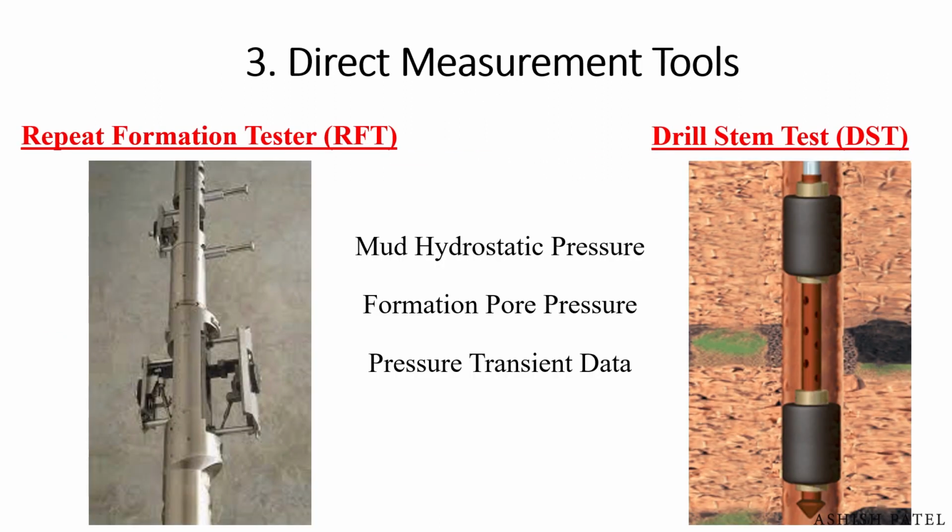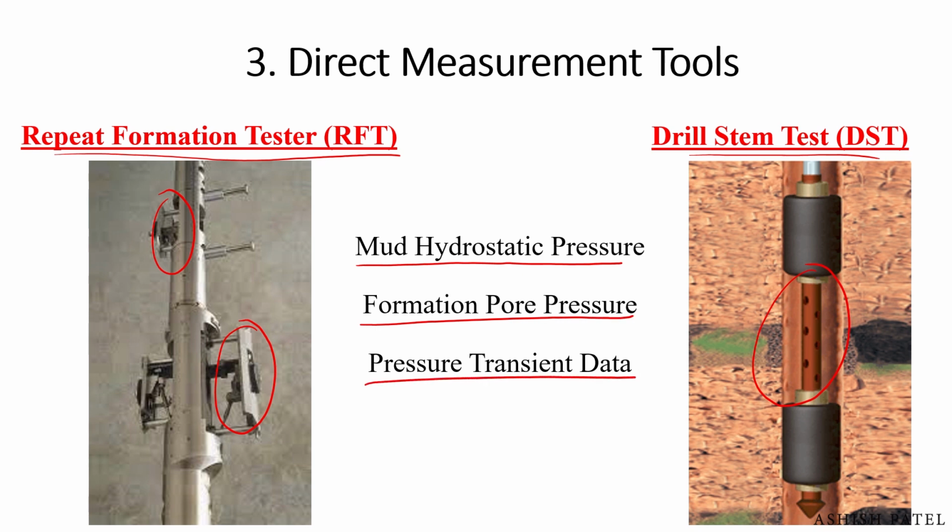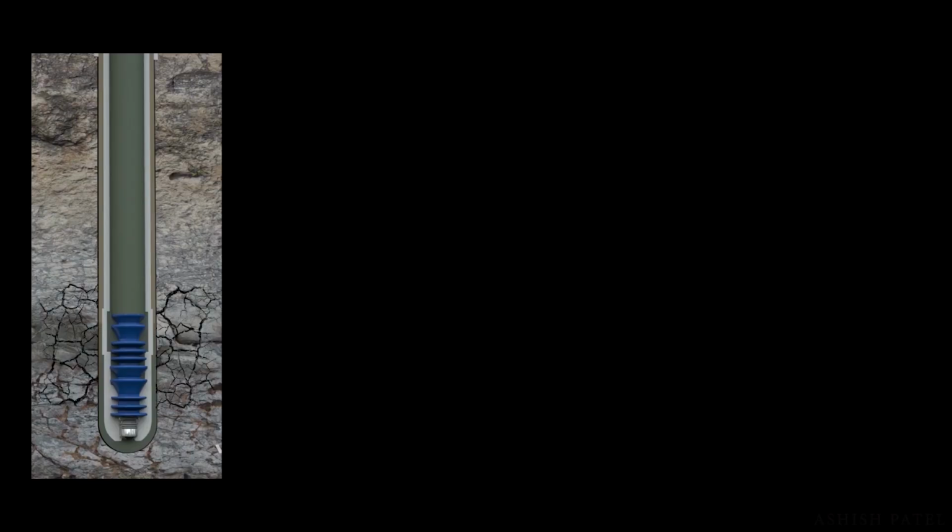There are some direct measurement tools, like drill stem test and repeat formation tester, which are also used to measure the pore pressure. These tools have pressure gauges and a fluid collection chamber. These tools give three types of pressure data: mud hydrostatic pressure, formation pore pressure, and transient data.